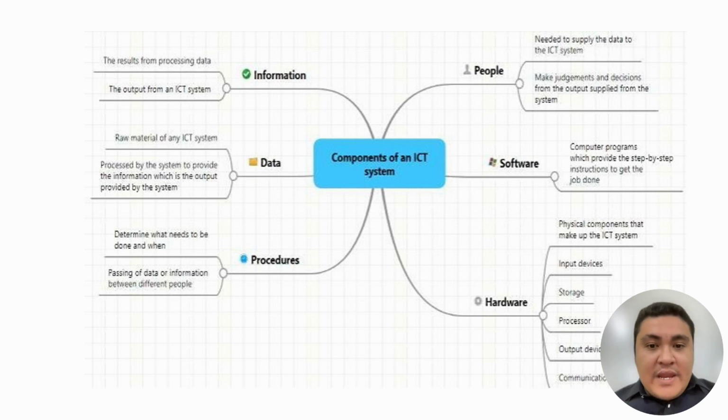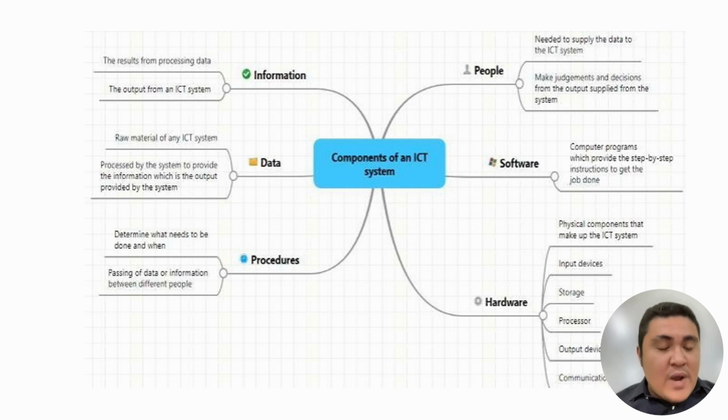Okay. Another important component of ICT also is the people. So these people, or us, make judgment and decisions from the output supplied by ICT. So we are considered to be the end users of ICT. Okay. You also have here the data. So data, these are raw materials of ICT. These are processed by ICT to provide information, which is the output provided, of course, by ICT. So this data is necessary for us to generate reports, which is essential to be considered as information.